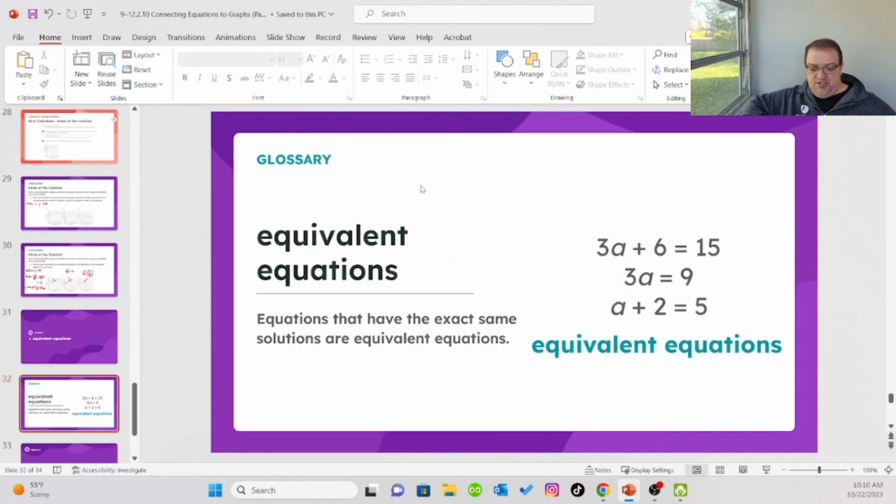Our only glossary term in this lesson is equivalent equations. These are equations that have the exact same solutions.